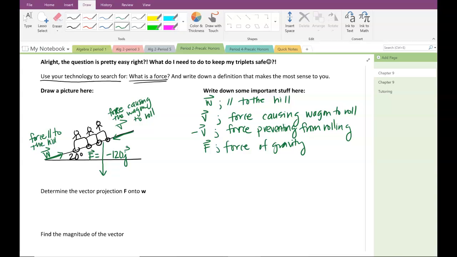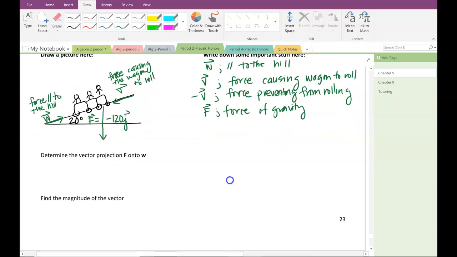The first way is I'm going to follow this to the T. It says determine the vector projection F onto W. So we're going to find the vector projection of F onto W. This will need you to recall some definition from earlier. Remember earlier, I gave you a definition of this.